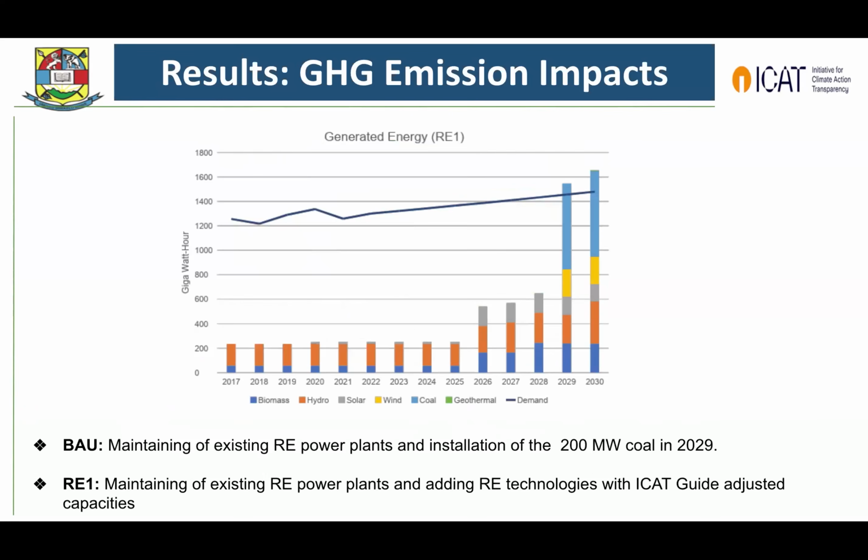So these are results from the renewable energy one scenario, which is where you have used the ICAT guide to make the adjustments. So here you see that you have deployed quite a lot of your renewable energy technologies and less coal. So you require less coal to meet your energy demand. Next slide, please.